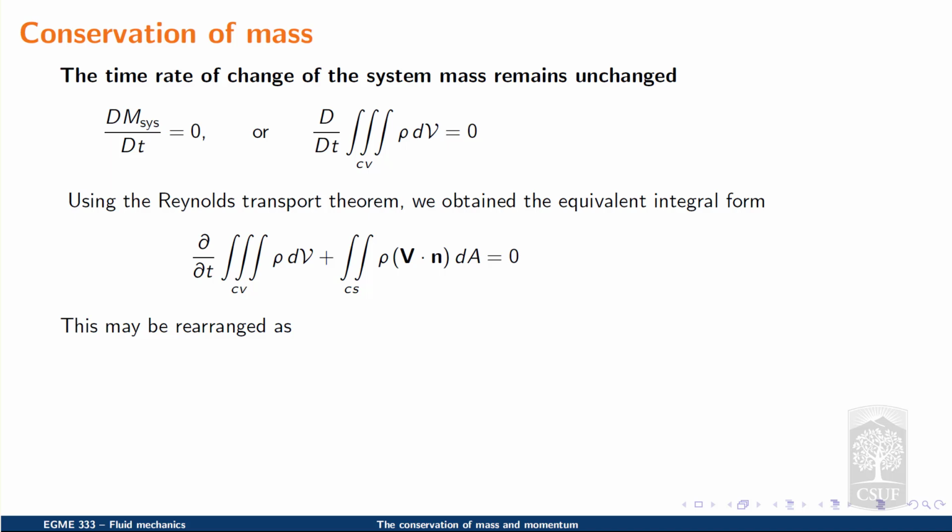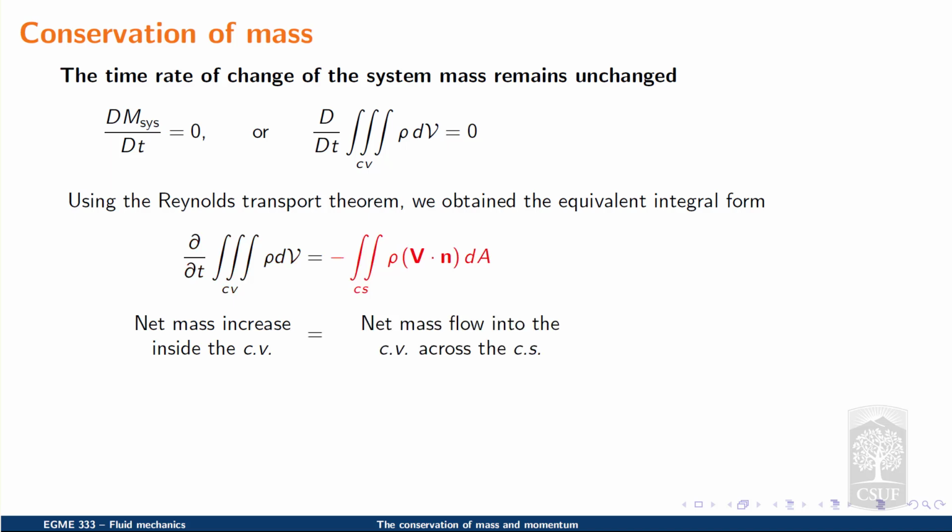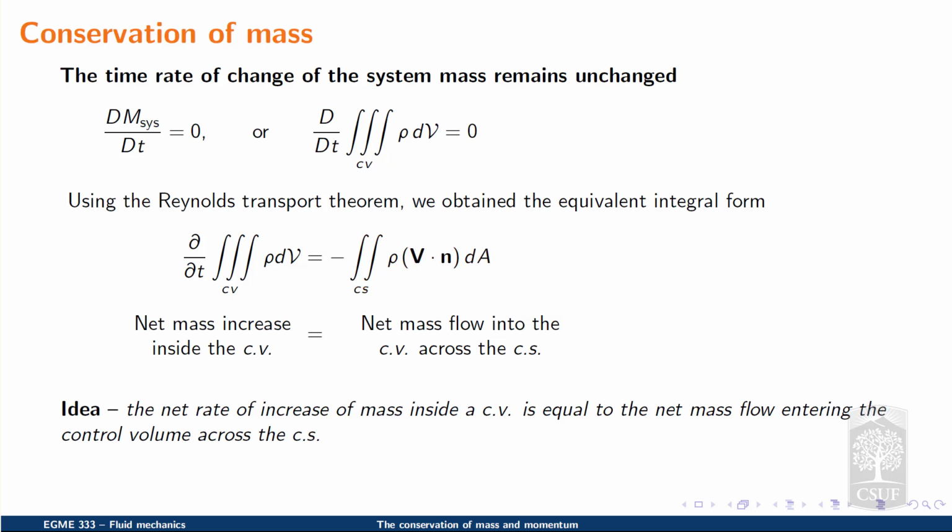By moving the control surface integral to the right-hand side, we can rearrange this expression as taking the control volume integral on one side and equating it to the negative of the control surface integral, where the left-hand side represents the net mass increase inside a control volume, and the right-hand side represents the net mass flow into the control volume across the control surface. The idea behind the conservation of mass is basically that the net rate of increase of the mass inside a control volume is equal to the net mass flow entering the control volume across the control surface.